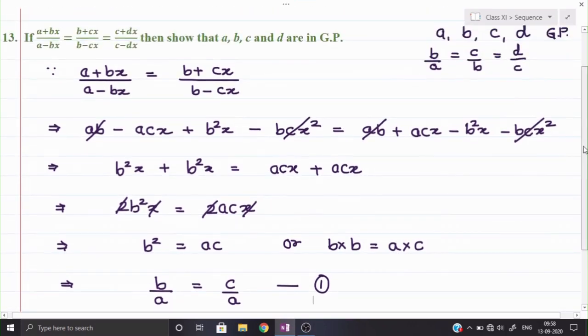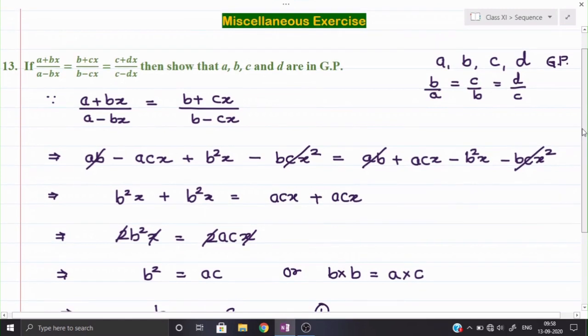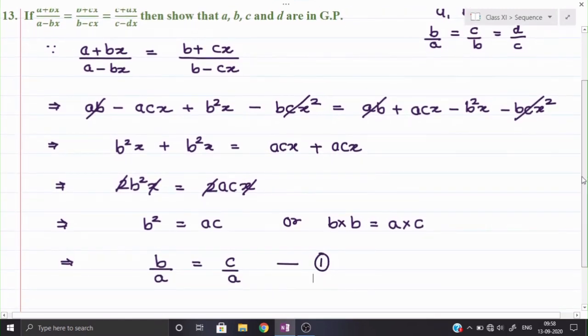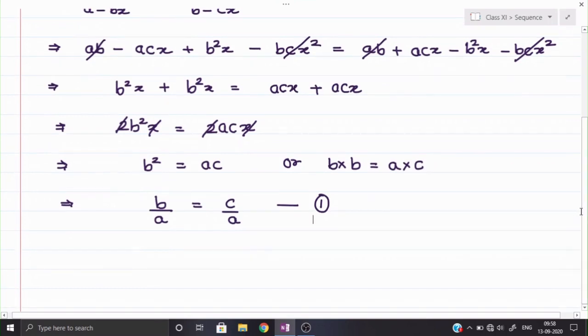Now I am taking second and third fraction equal. See, initially what I have taken is the first two. Now I am taking second and third. So b plus cx upon b minus cx is equal to c plus dx upon c minus dx. So we shall write down here again b plus cx upon b minus cx is equal to c plus dx upon c minus dx.